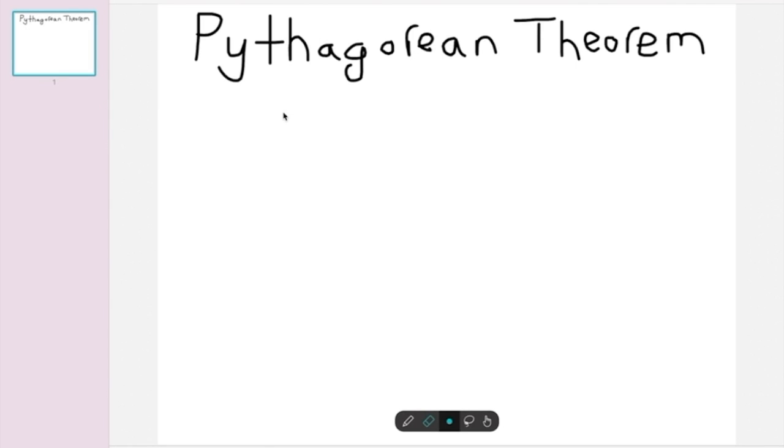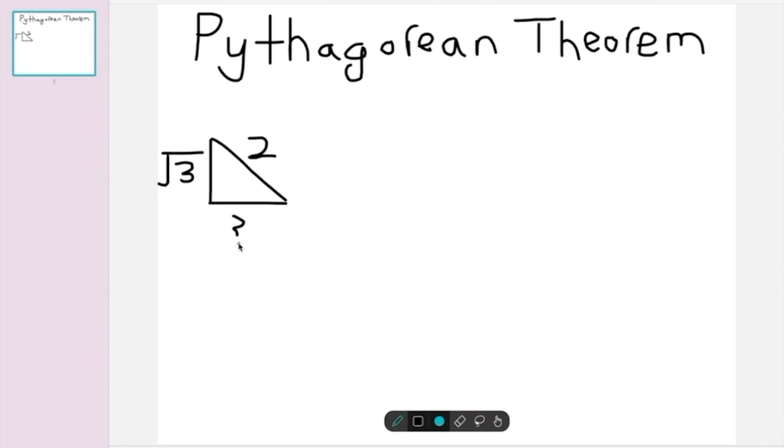Anyways, we have this triangle. We know that this is 2. This is square root 3. But what is this? Okay. So you guys can pause the video here and give it a thought.